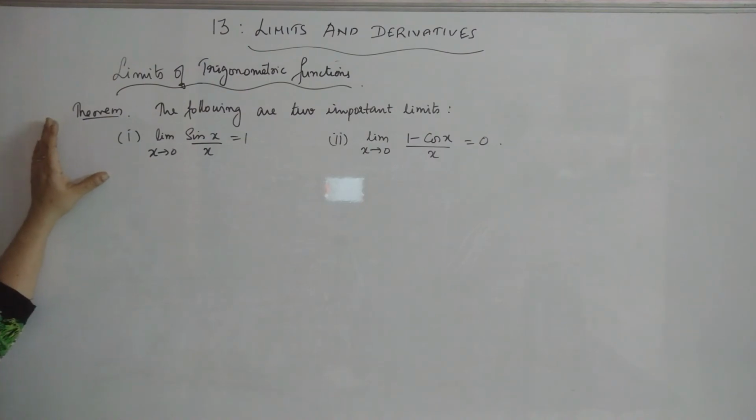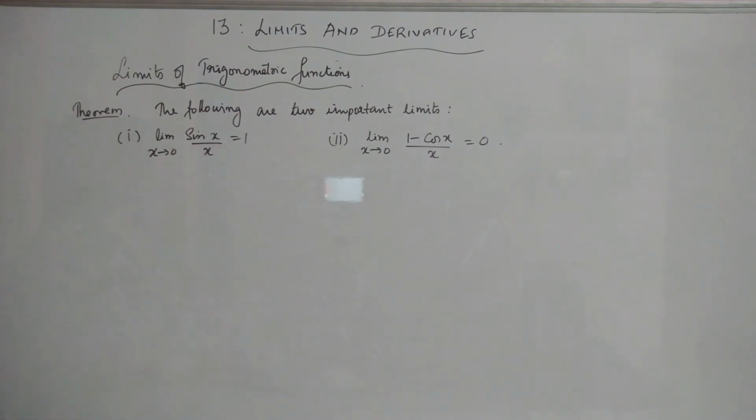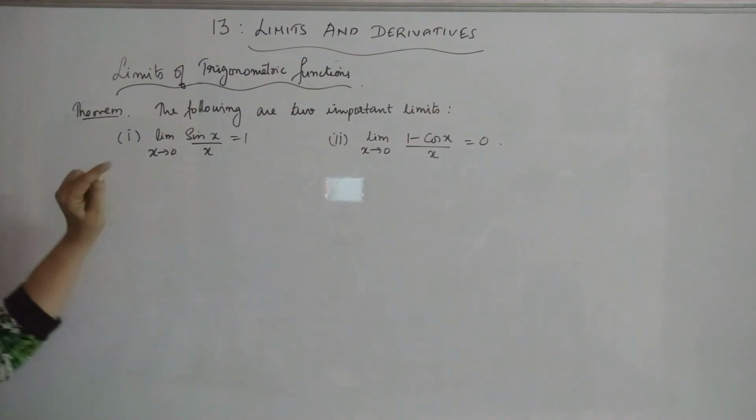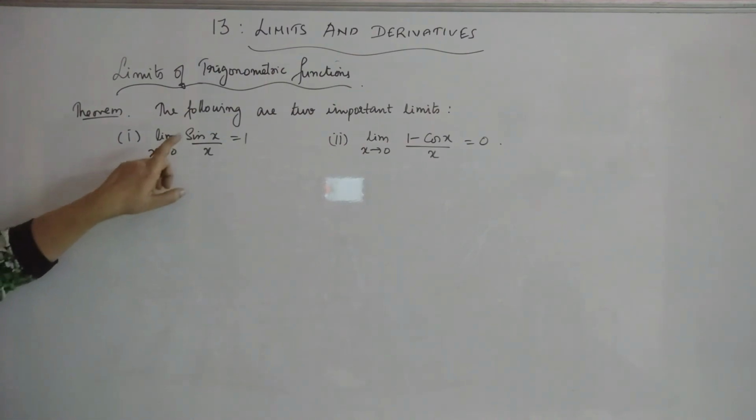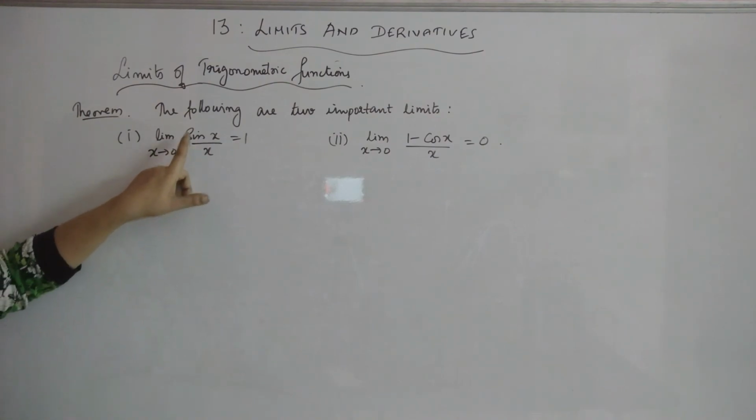Very important theorem, which is you have two important limits here, that is limit x tends to 0 sin x by x is equal to 1, and limit x tends to 0 1 minus cos x by x is equal to 0. So here if you replace directly, you will get sin 0 by 0. Sin 0 is 0, so 0 by 0 form.